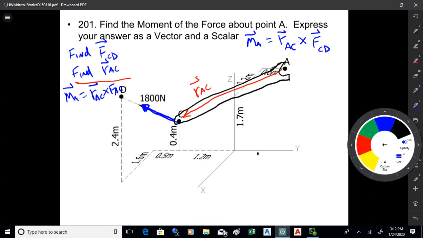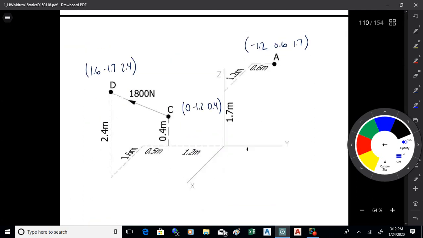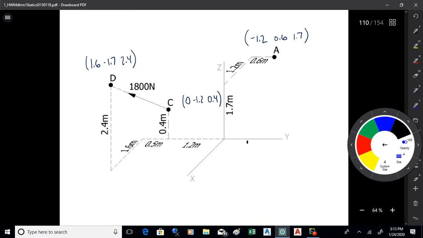Now, you need to find a force vector, which, again, we've done lots of times now, so you should be familiar with it. And so, step the first there is to find the coordinates of the points you need to deal with, which are A, C, and D. So I just went ahead and found those Cartesian coordinates.